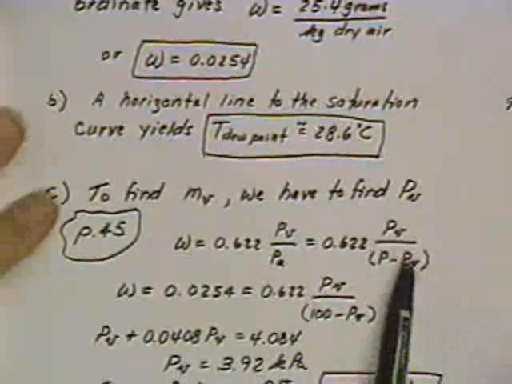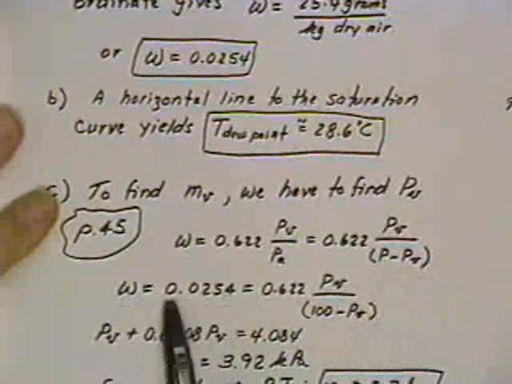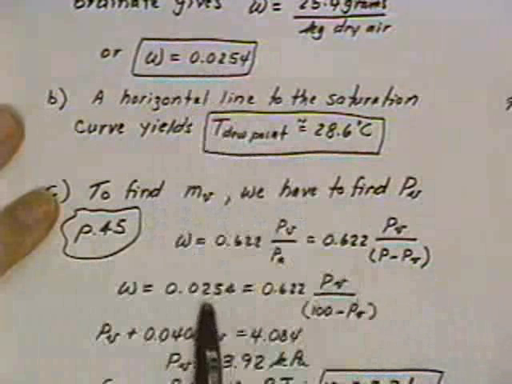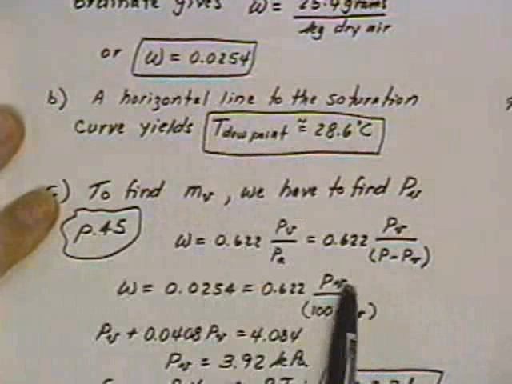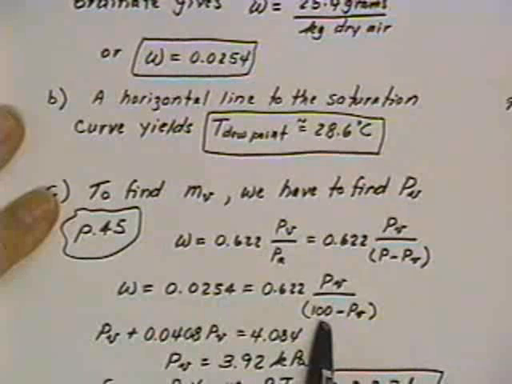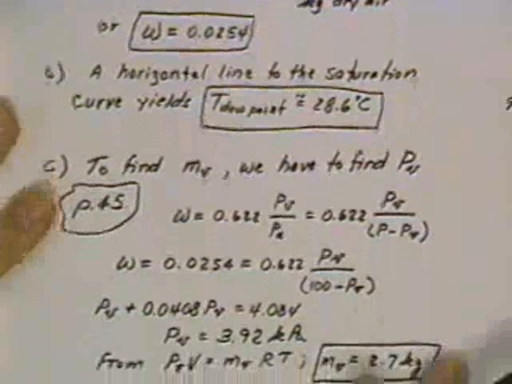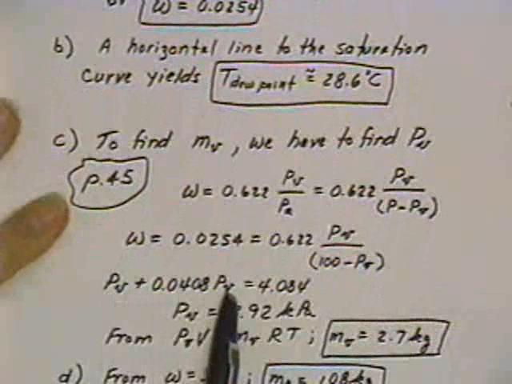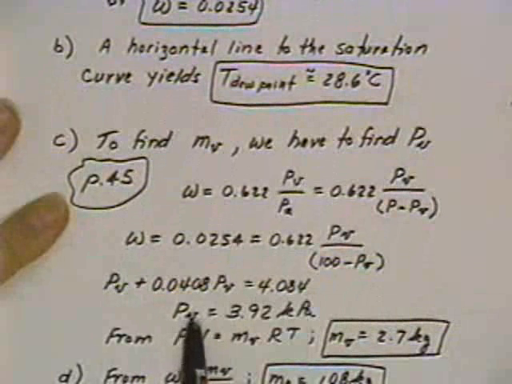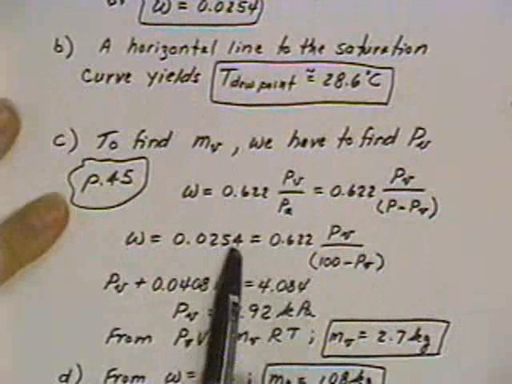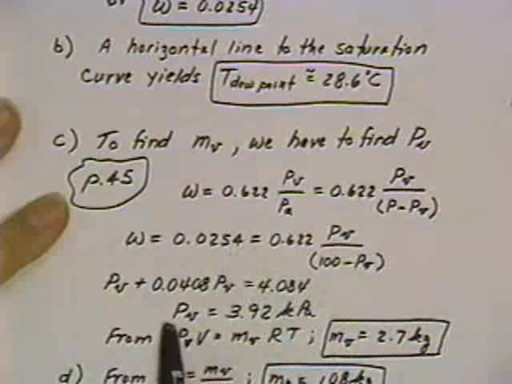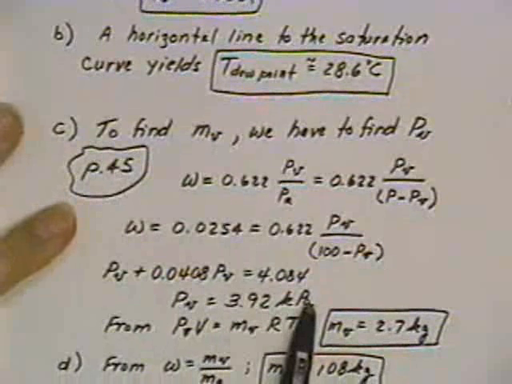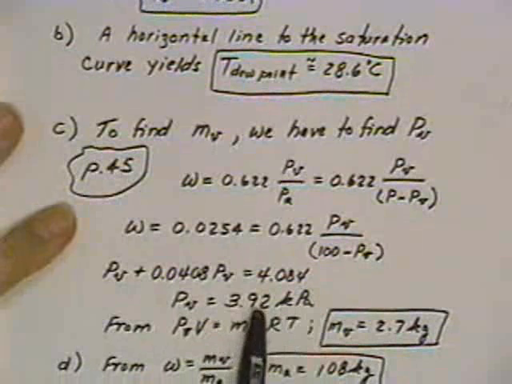And so if we plug into this equation here for omega, we know that omega is 0.0254. We just found this out off the psych chart up here. So omega is 0.0254. That's 0.622 times the pressure of the vapor over 100 kilopascals minus the pressure of the vapor. A little bit of algebra, but pressure of the vapor plus 0.0408 pressure of the vapor is 4.084. And so calculating out of these equations and using the 0.0254 number that I got, calculated pressure of vapor of 3.92 kilopascals. The other number that we got was 3.94 kilopascals, so we're pretty close.